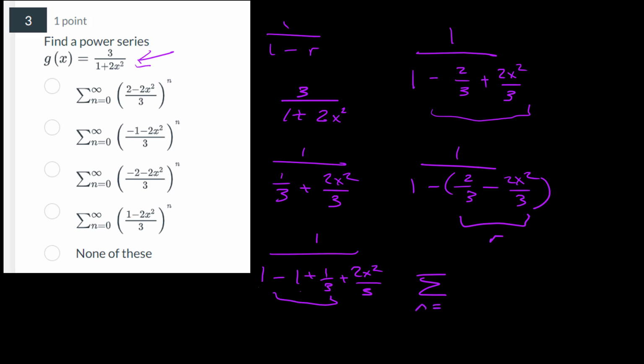Now we can write it as a power series as n goes from 0 to infinity. As long as our ratio is between negative 1 and 1, this is going to converge, and we would have 2/3 minus 2x squared over 3, all of that raised to the n. Which one of these is the same as that? It would have to be the first one here. So that is this one.